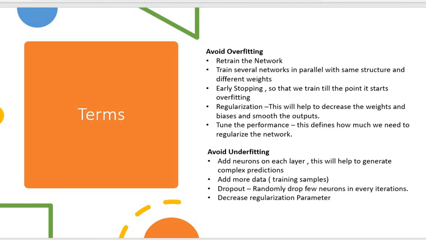Second, how should you avoid underfitting? You can add neurons on each layer. This will help to generate complex predictions. You can add more data, that is more training samples. Another important term that we will study today is dropout, and it is one of the methods to avoid overfitting. Dropout mainly means that you randomly drop a few neurons in every iteration, and then you can decrease the regularization parameter. So this is about how you can avoid overfitting and underfitting.